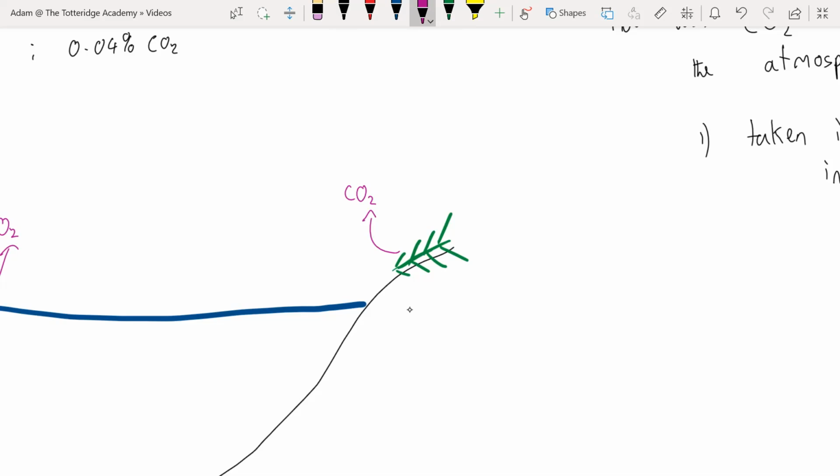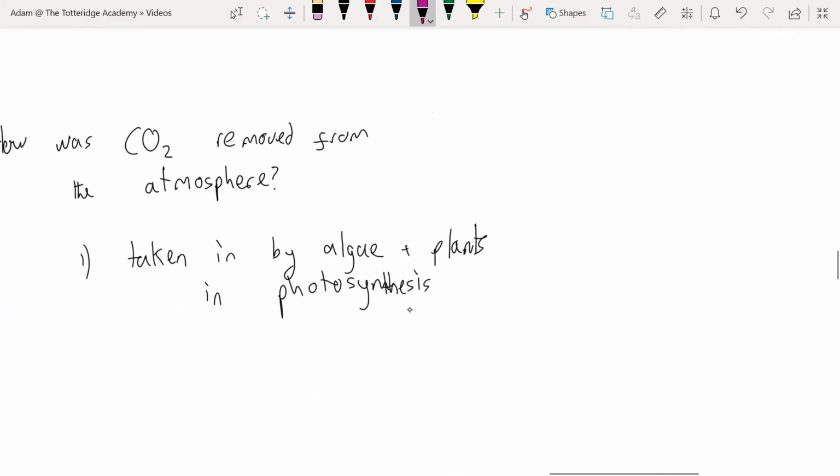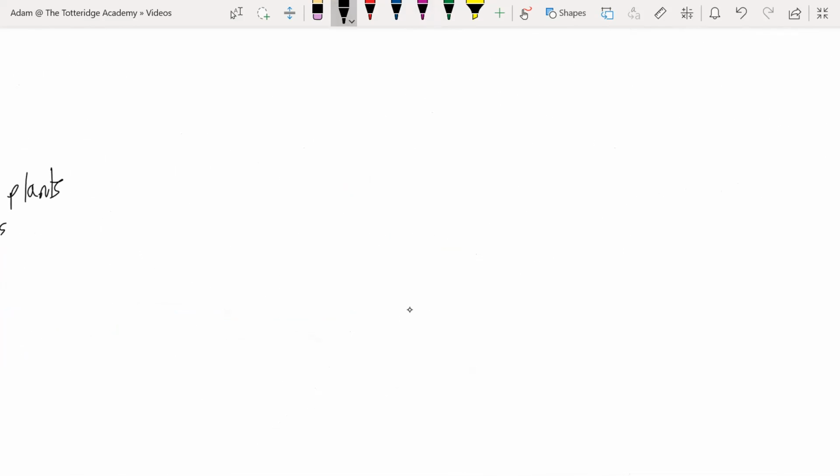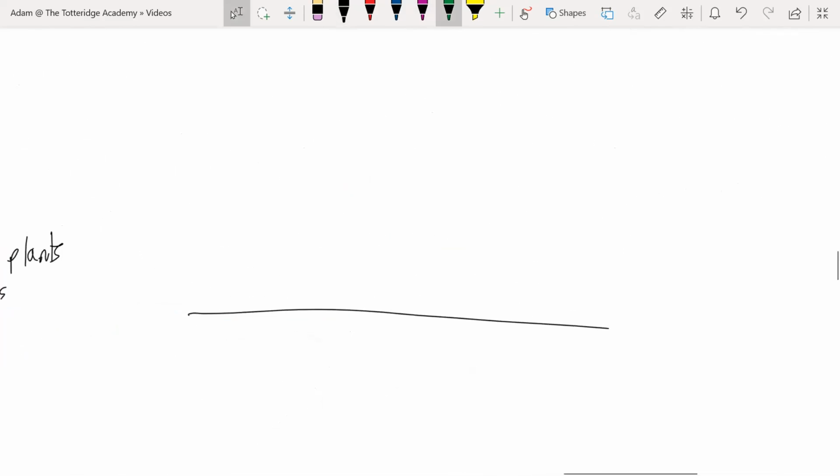However, something else can happen when they die that will make things a little bit different. So let's go back to that tree. So this is the ground. This is the tree. And the tree's got all of this carbon in it.